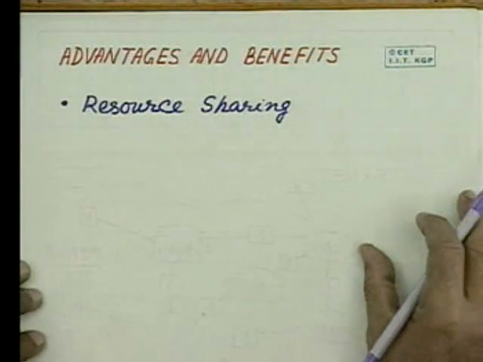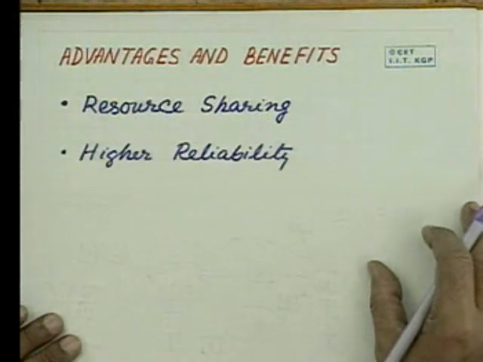You can share costly resources, equipments, programs, data located at distant places, irrespective of where it is actually located. You can share it in a very convenient way as if it is available close to you. For example, you can have a costly color laser printer. If it is on a network, all the computers on the network can share it. You have got a special database which can be shared. So resource sharing is one of the important motivation behind computer networks.